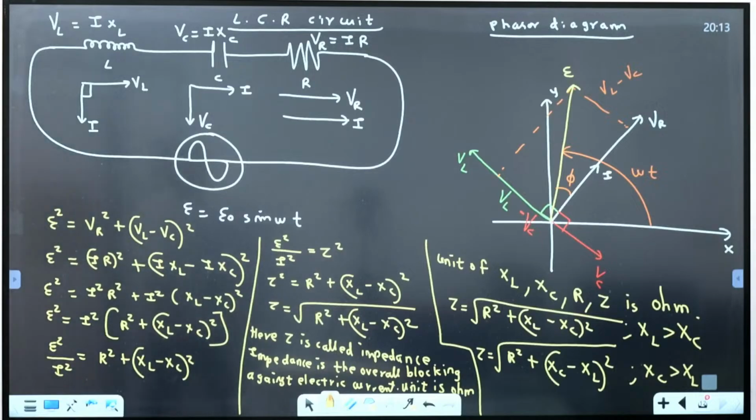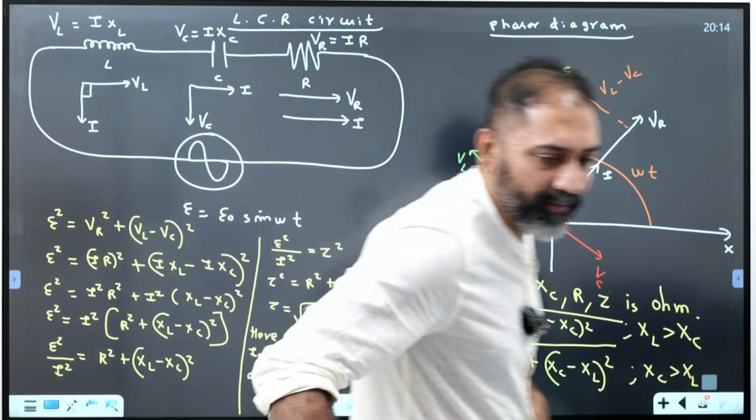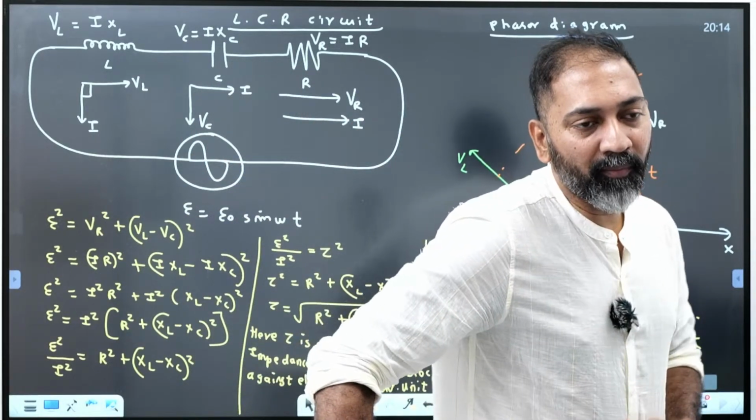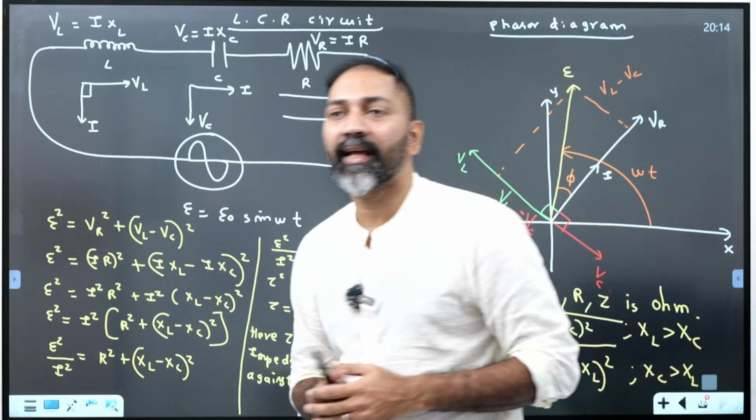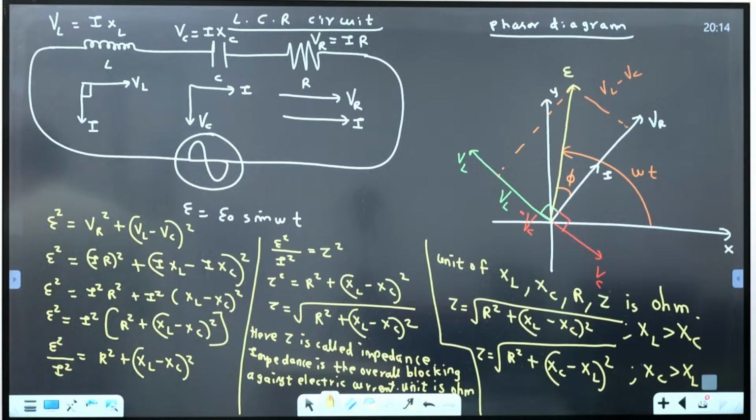Please note it down. Remember, impedance is the overall blocking against electric current. Sir, so impedance is the resistance offered by the capacitor, inductor and resistor combined. Yes, Naveen Kumar, well explained. You have explained it very well about impedance. Now, one more thing you have to note: inductive reactance and capacitive reactance are in opposite directions. So in impedance, the difference between inductive reactance and capacitive reactance is taken, since they are in opposite directions.